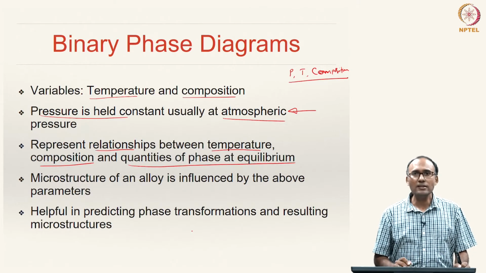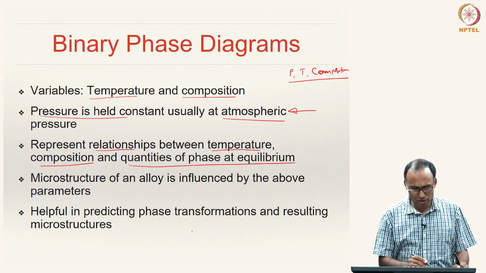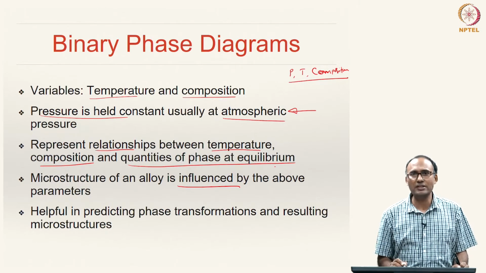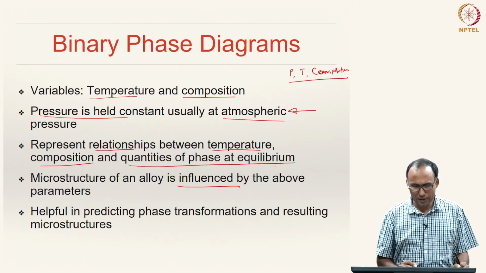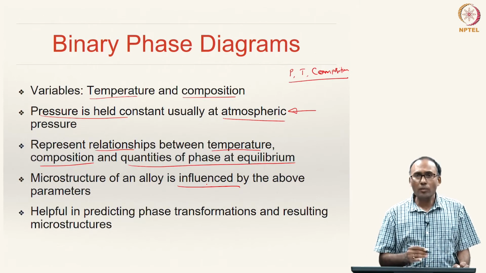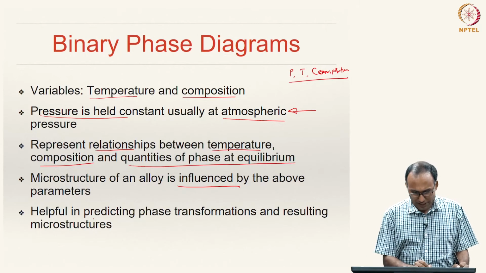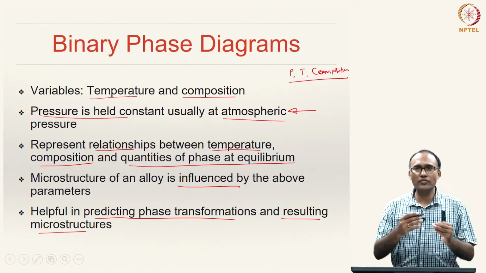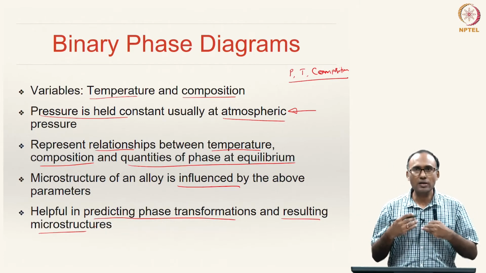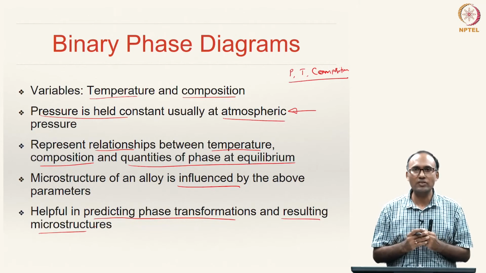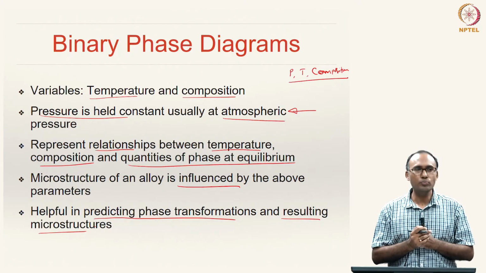And note that the underlying microstructure of an alloy is significantly influenced by the above parameters, particularly the composition and the temperature. These 2 are going to significantly influence the microstructure. So, the binary phase diagrams help us in predicting phase transformations and the resulting microstructures. How a particular phase transforms to another phase, and the resulting microstructure from these phase transformations, is something that we will understand through binary phase diagrams.